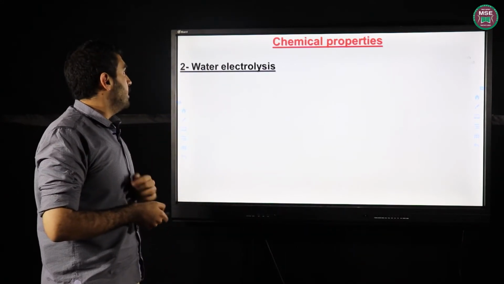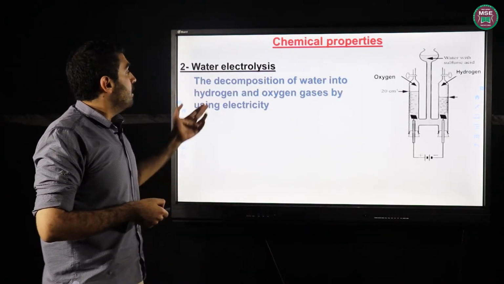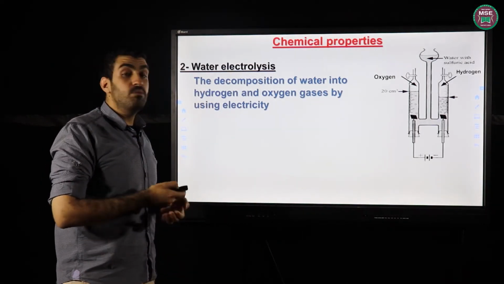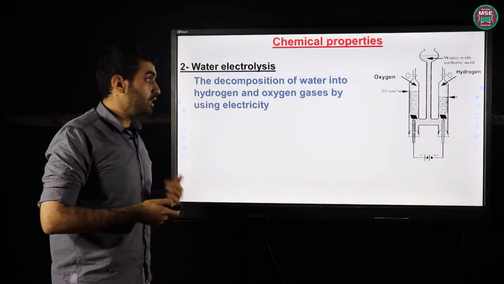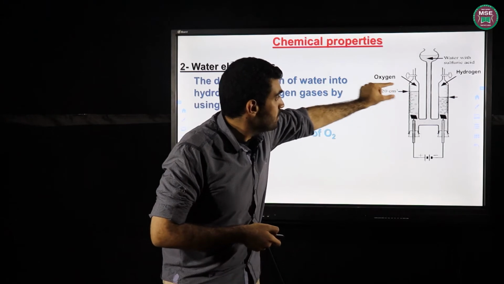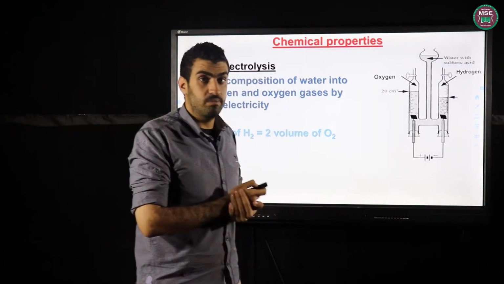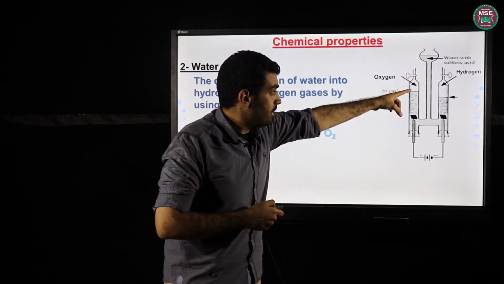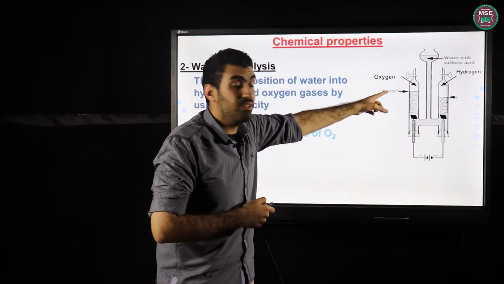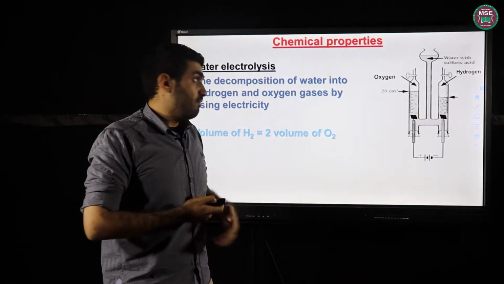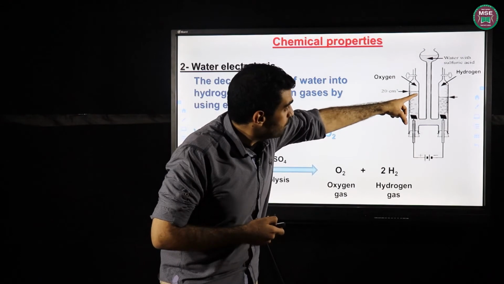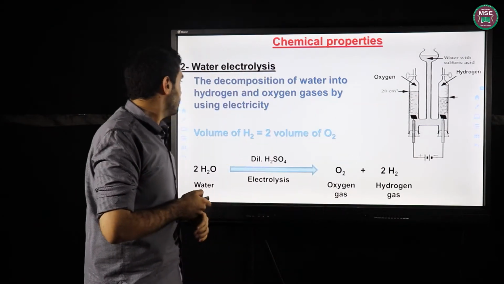Water electrolysis is the decomposition of water into hydrogen and oxygen gases by using electricity as a source of energy. As we see, the volume of hydrogen is double the volume of oxygen. Again, the volume of hydrogen evolved at cathode is double the volume of oxygen evolved at anode. For example, if I have 20 cm³ of oxygen, I have 40 cm³ of hydrogen.